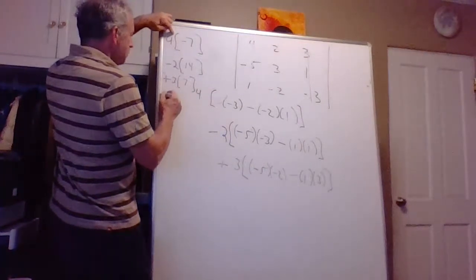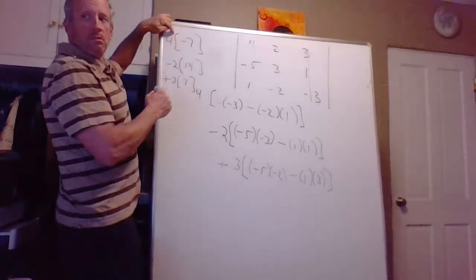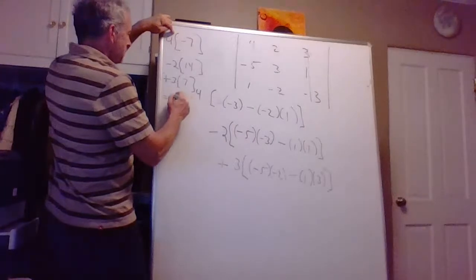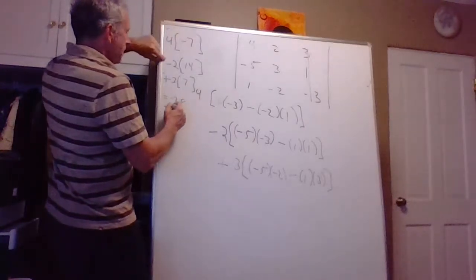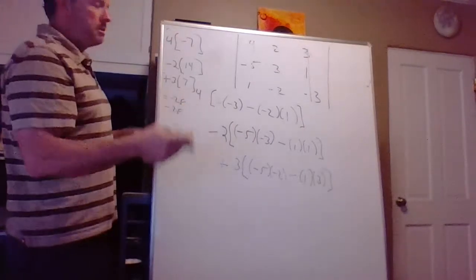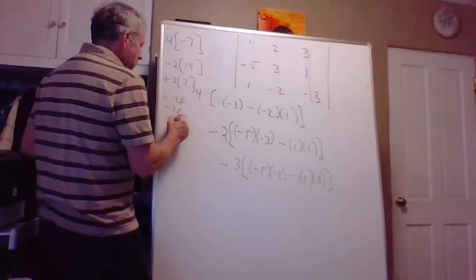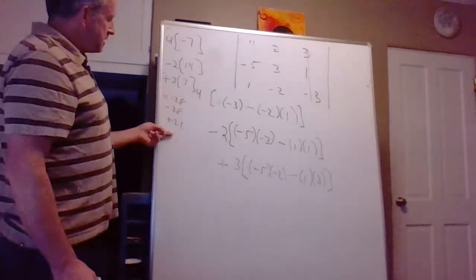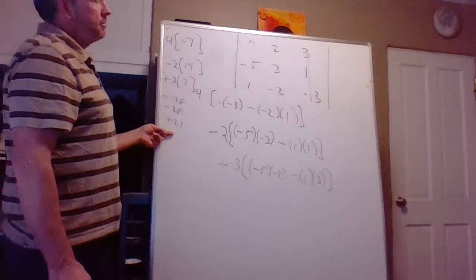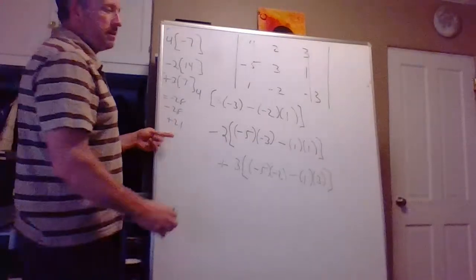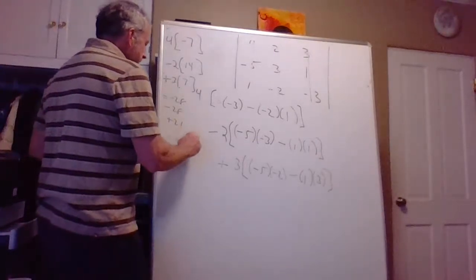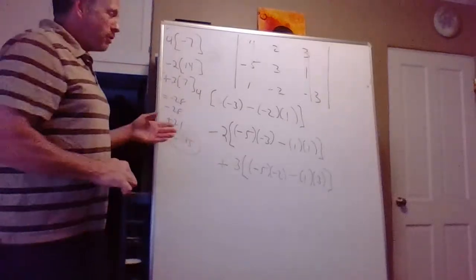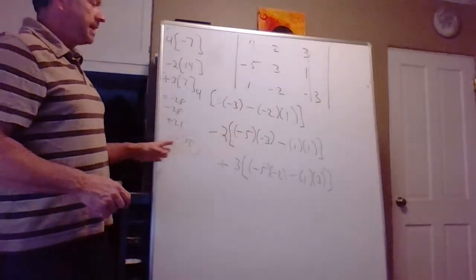And we'll just wrap this up. This is -28, equals -28. Let's see, -28. This is just coincidence, those two numbers are the same. Then plus 21. That's -56. -56 plus 21 is what? -35. So the determinant of this 3 by 3 matrix is -35.